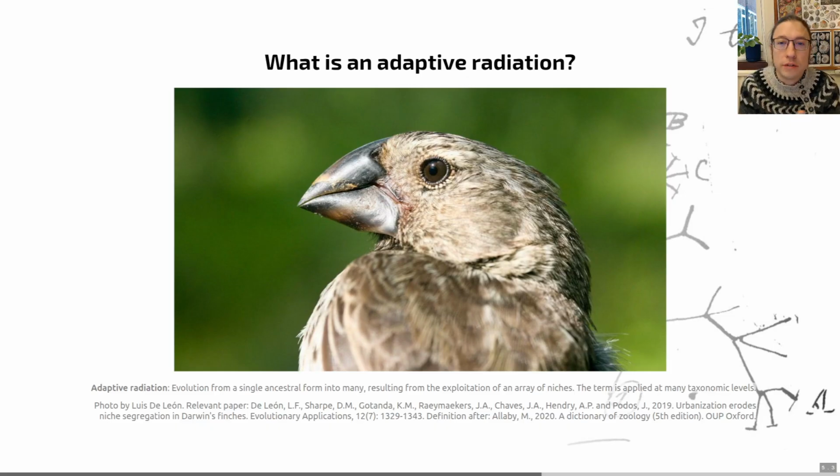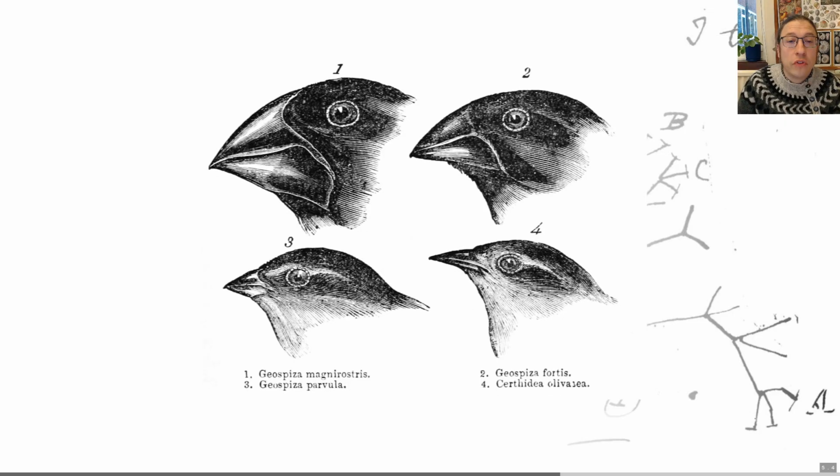A really famous example that we have touched on elsewhere when talking about niche partitioning in ecology was Darwin's finches. These are a group of finches, one of them is shown on the slide here. Isn't it handsome? They are found on the Galapagos Islands. We know that a single finch from the Galapagos Islands at some point has evolved into all of the different forms found on the Galapagos Islands today.